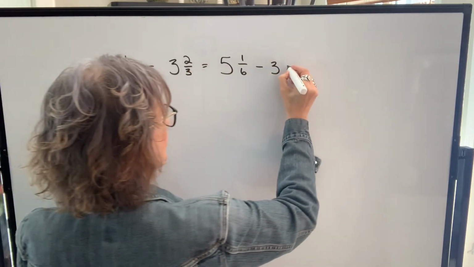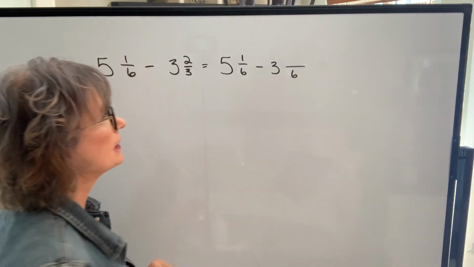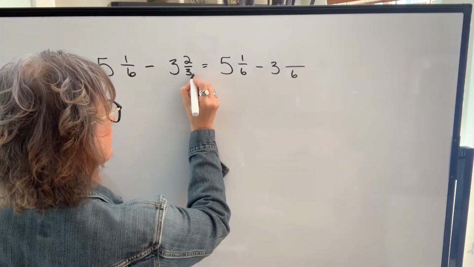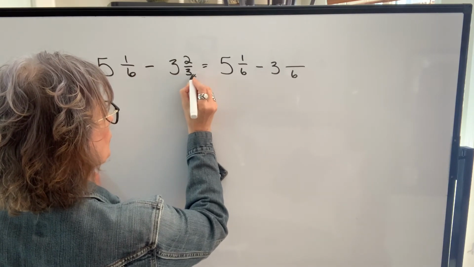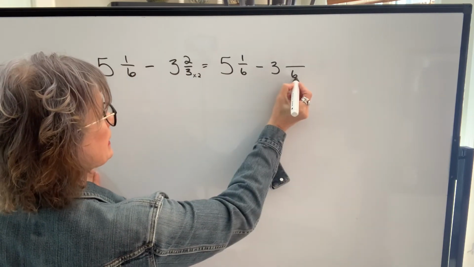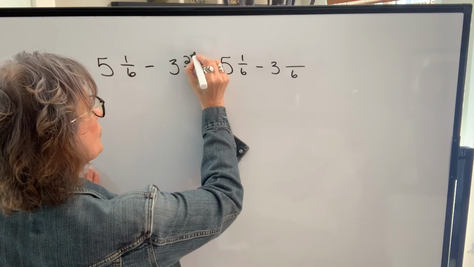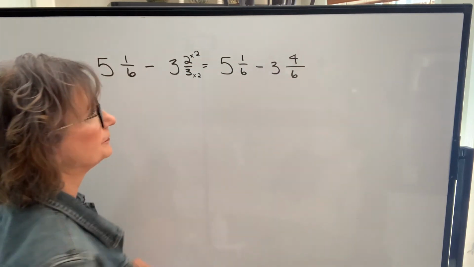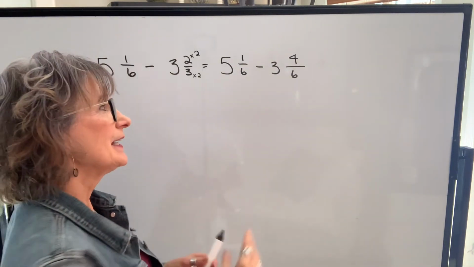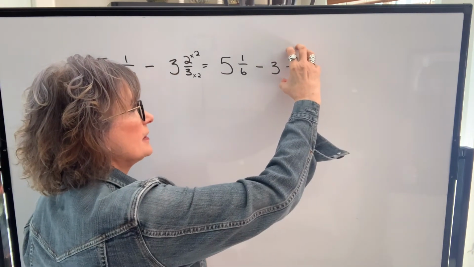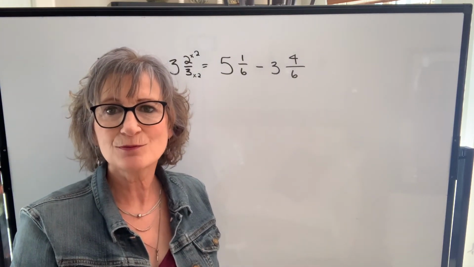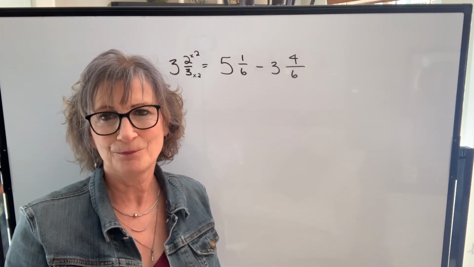With this fraction, I need to change 2/3 to so many sixths. And in order to find out how many sixths, we know that we have to multiply 3 by 2 to get 6, so we're going to multiply our numerator by 2 as well. So that will be 4/6. In this situation, this fraction is larger than this one, so I cannot subtract 4/6 from 1/6.